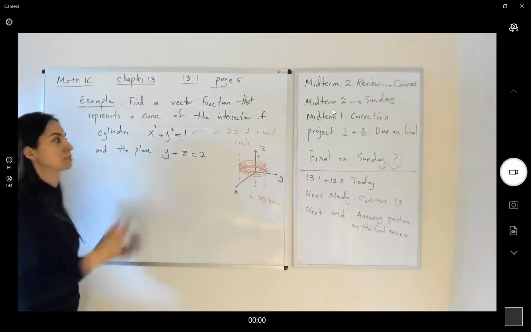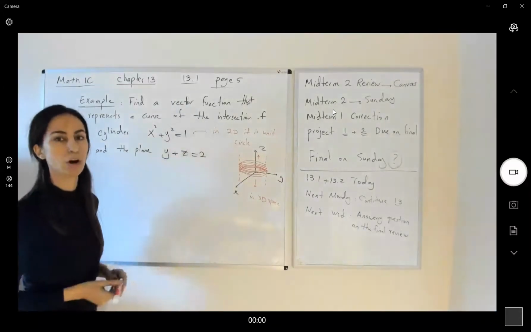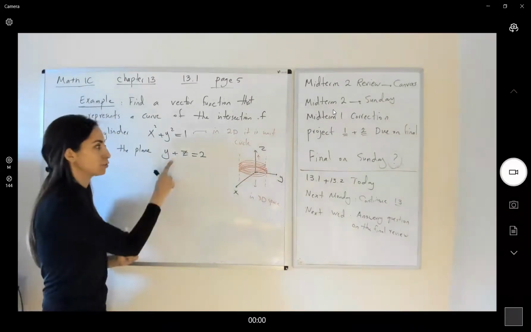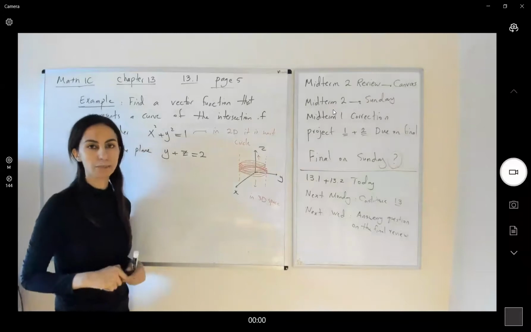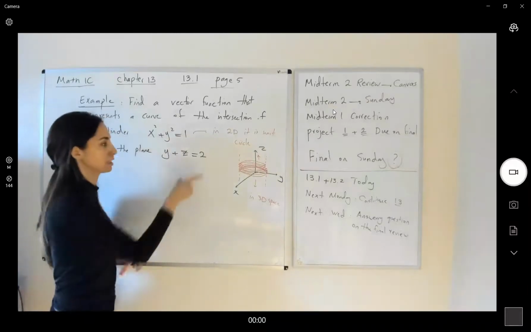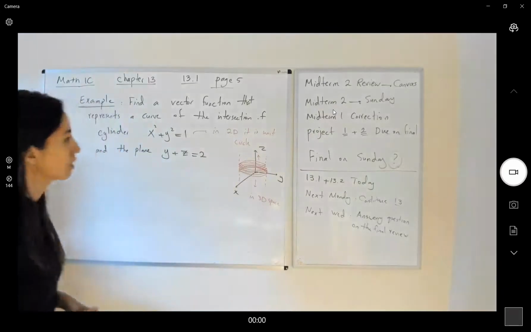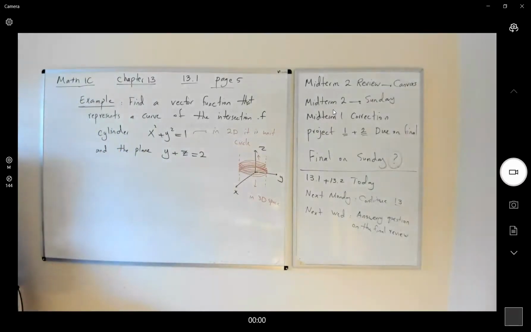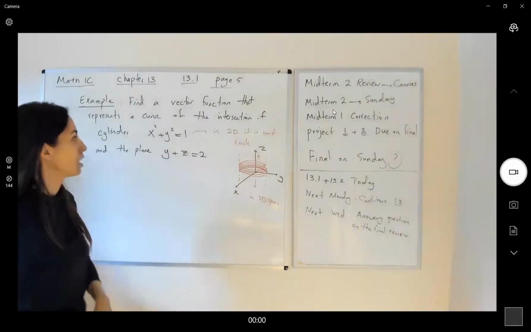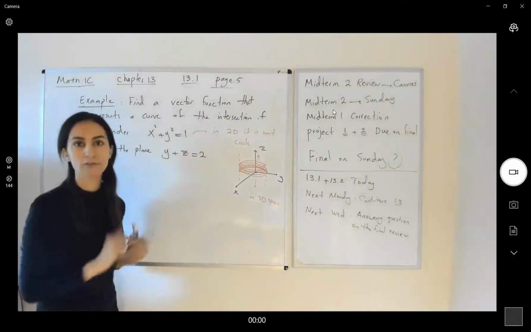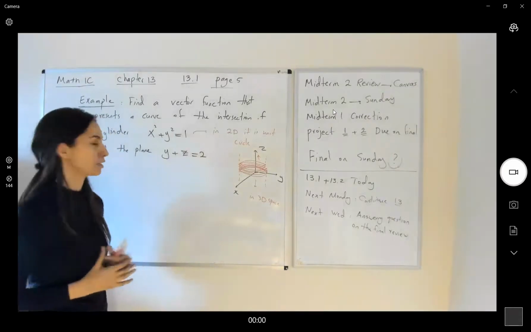As you all know, y plus z equals 2 is the equation of a plane in three-dimensional space. If you just consider the yz-plane, of course it's a line. But in three-dimensional space, this is just a plane. Okay, let's begin. Find a vector function of the intersection between these two. Let's graph this together, see what's going on.